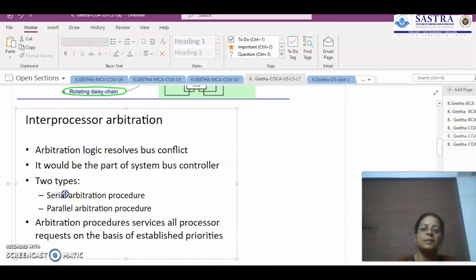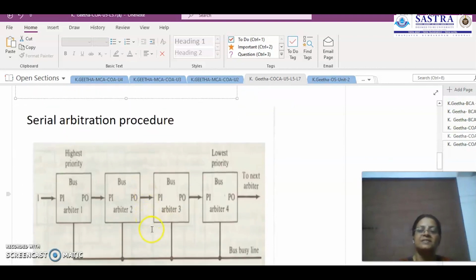One is called the serial arbitration procedure, another one is called the parallel arbitration procedure. In the serial arbitration procedure, it will be checked one by one. I think we will discuss this with the diagram, the same diagram we have already discussed.